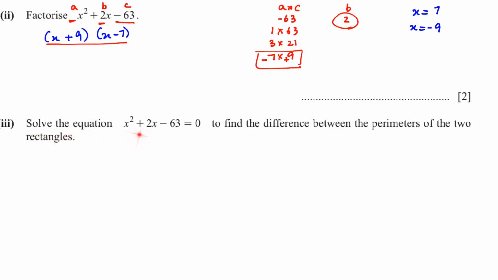We have to solve the equation, make it equal to 0 to find the difference between the perimeters of the two rectangles. So we have already factorized it. We just have to make it equal to 0.